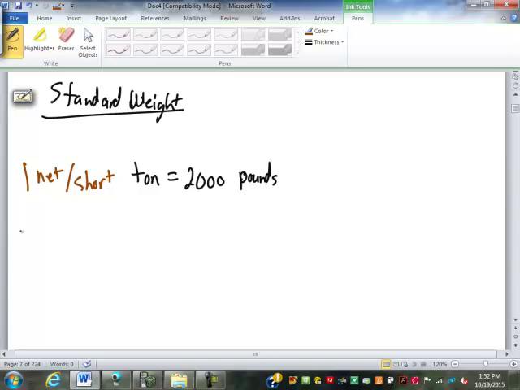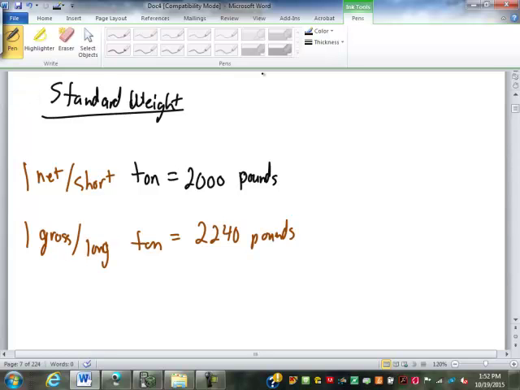But if there's a net or a short ton, that implies that there is a gross or a long ton. A long ton is 2,240 pounds. The reason there was a long ton was that tons were originally used for measuring grain. And you can't just put a ton of grain on a scale, it runs off. So you had to have it in a container. So the container that held a ton of grain was about 240 pounds.